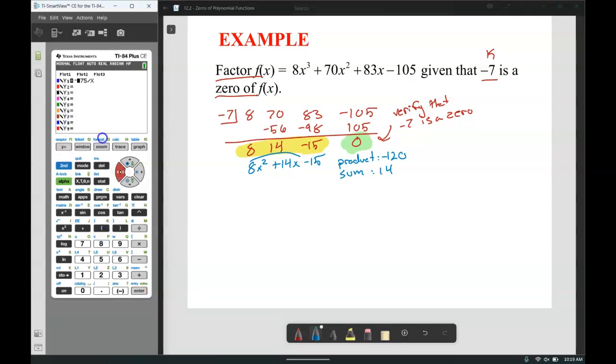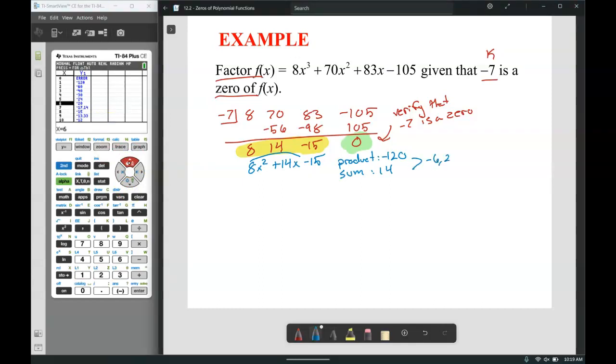Negative 120. Check our factor pairs. We want a sum of 14. And so we'll look and we'll see that, okay, well 6 and negative 20 give me negative 14. So therefore, a negative 6 and a positive 20 will give me positive 14. Then we can do our factor by grouping.